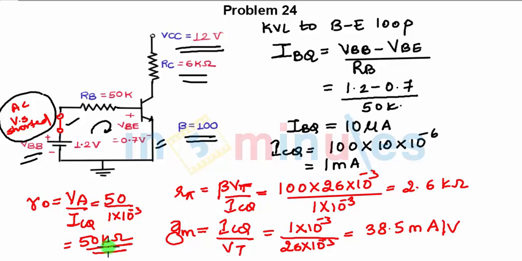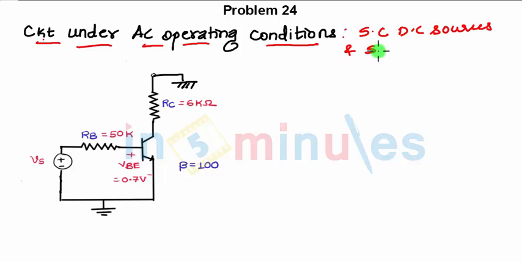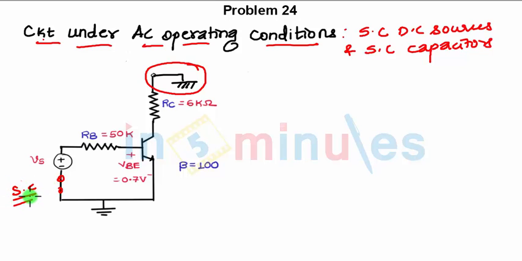So we have got all the resistances and conductances which are required for the AC analysis. Now we go for the next step. What is the next step? We need to draw the circuit under AC operating conditions. So what are AC operating conditions? We short circuit DC sources and short circuit capacitors. When you are short circuiting the DC source, it is connected to ground. Here you had VBB which is short circuited. So this is the circuit under AC operating condition.